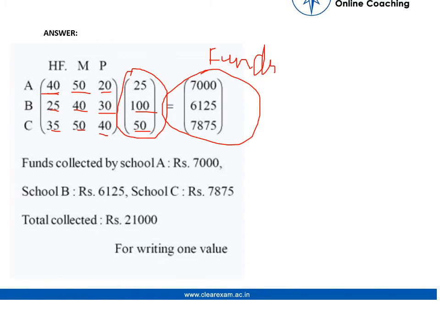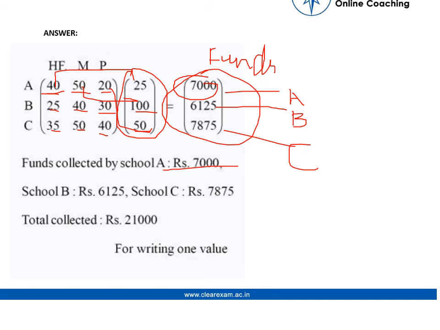So when we multiply 40 with 25, 50 with 100 and 20 with 50, it will give us Rs 7,000, which is the fund collected by school A. Similarly, this is the fund collected by school B and this is the fund collected by school C. When we add all these three funds, we get the total fund collected, which is Rs 21,000.